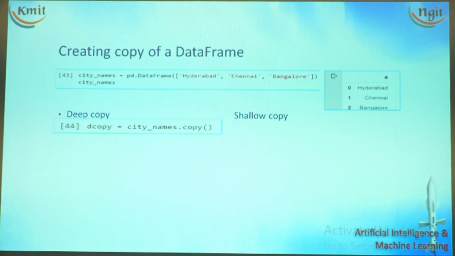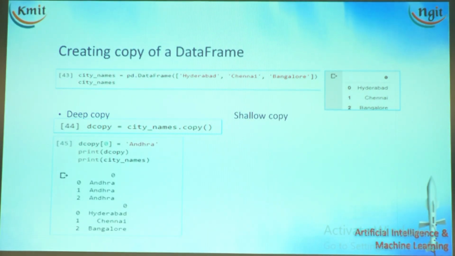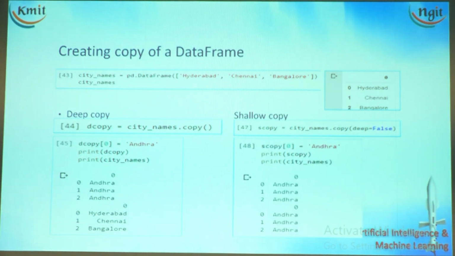Print it again. I simply change the entire column there by just picking up 0. What did I do here? My deep copy name was D copy. D copy of 0 I am replacing with Andhra there. So that means the entire 0th column has been taken, so all the 3 things have been replaced by Andhra there. But then when I take a shallow copy and I try to do that, just have a look.